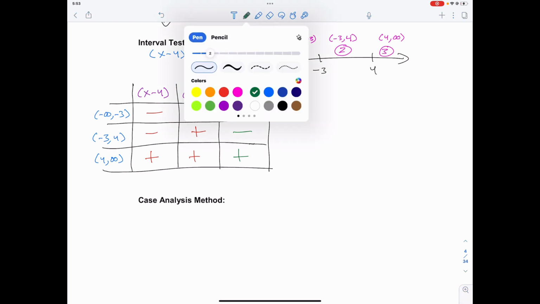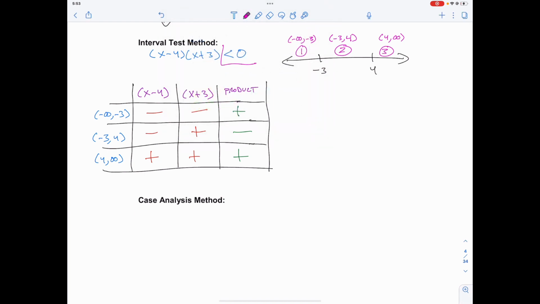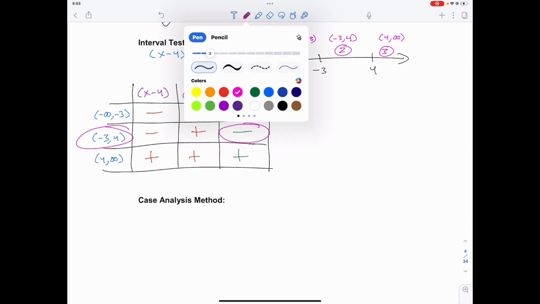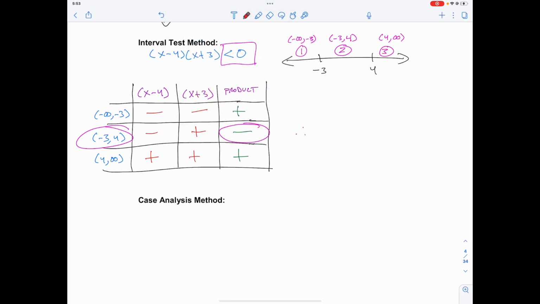And what did it say about our original inequality? It wants it to be less than 0. Another way of saying less than 0 is negative, which means there is my solution. x is an element of -3 to 4, just like what we found when we graphed it.